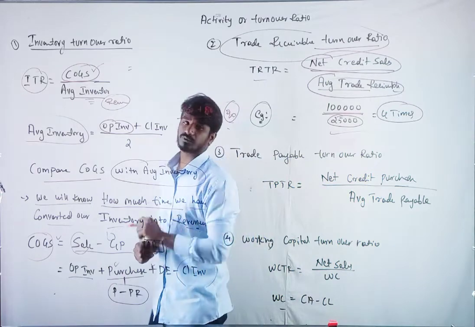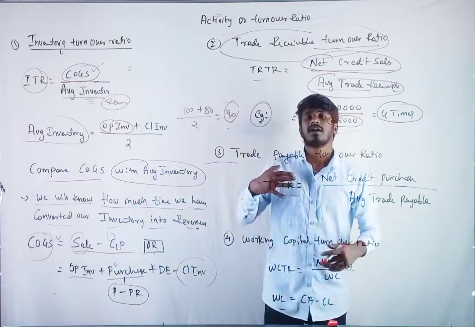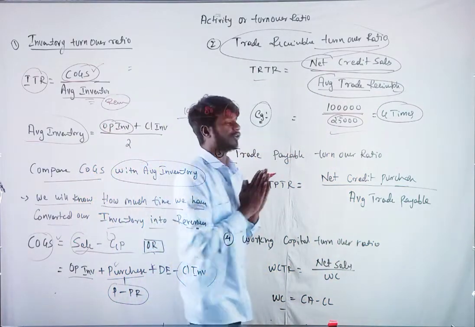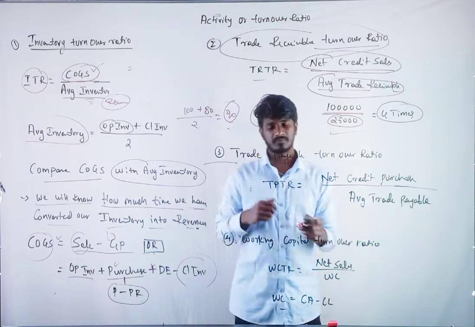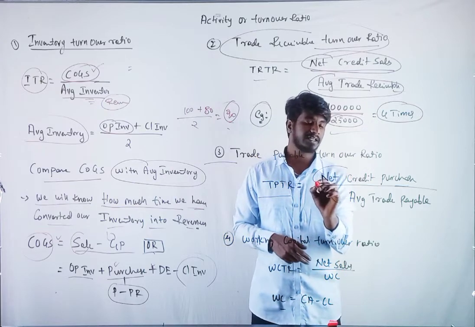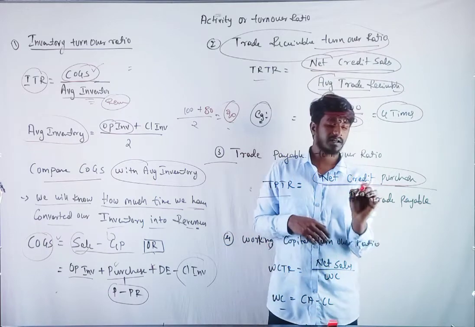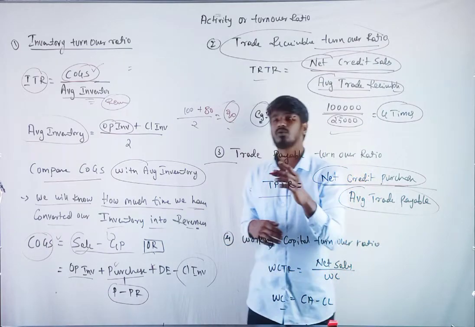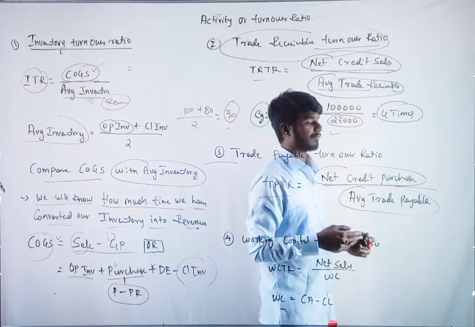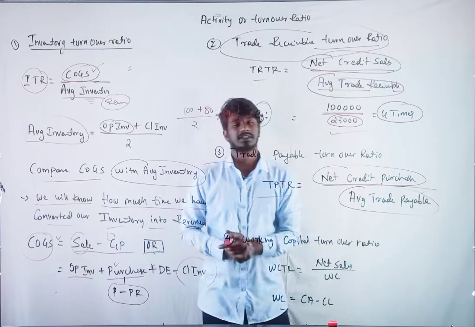This is known as how frequently you receive your money. Let's go for the next one. Trade payable turnover ratio means how frequently you pay to the creditors. Let us see the formula. Trade payable turnover ratio is net credit purchase, how much you have purchased on credit, divided by average trade payable, how much you will pay at one shot on average. That's completed.